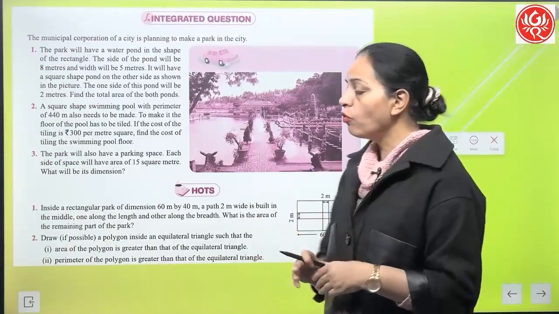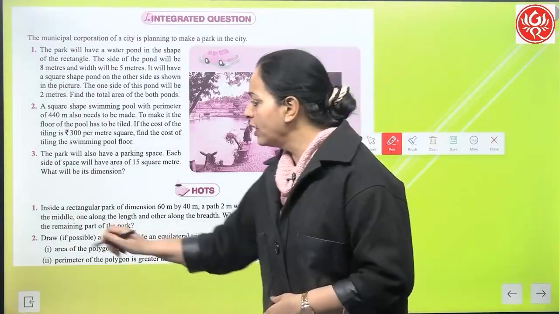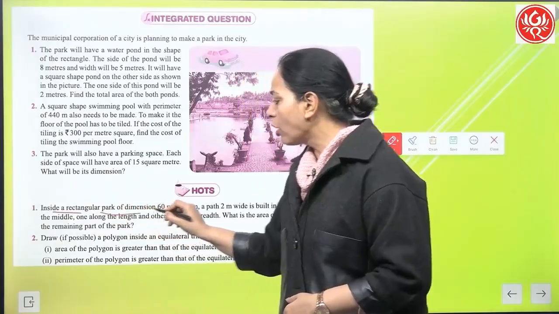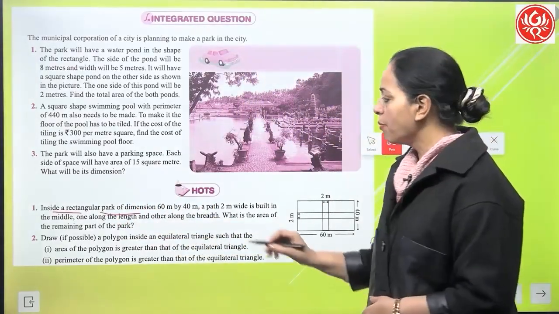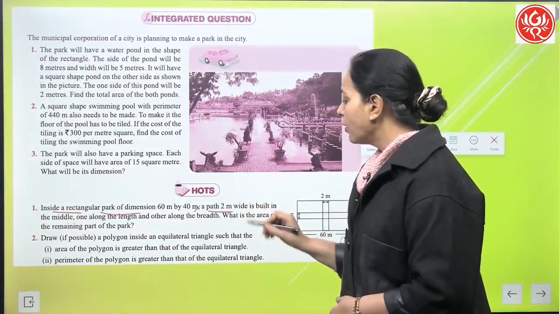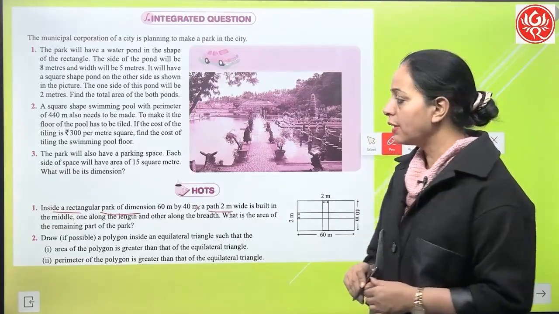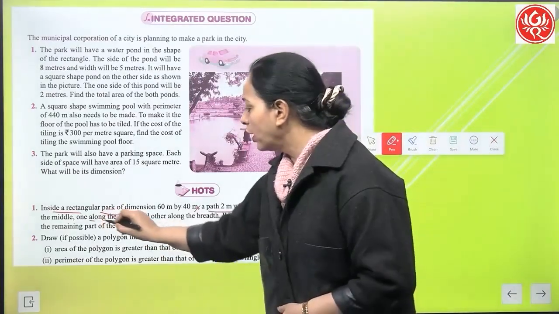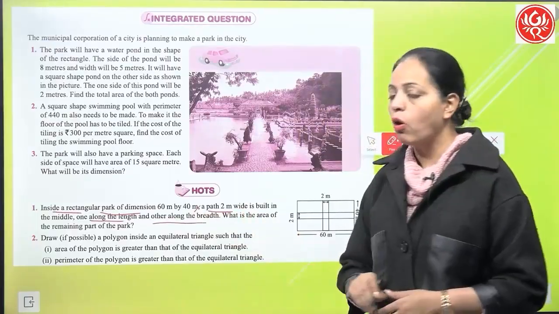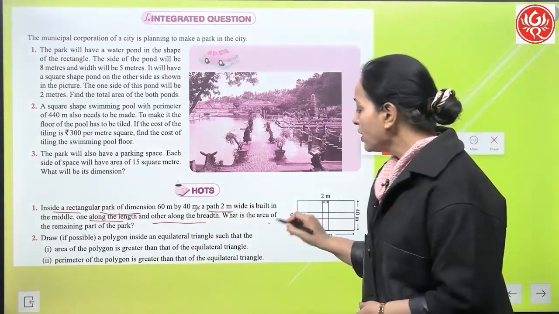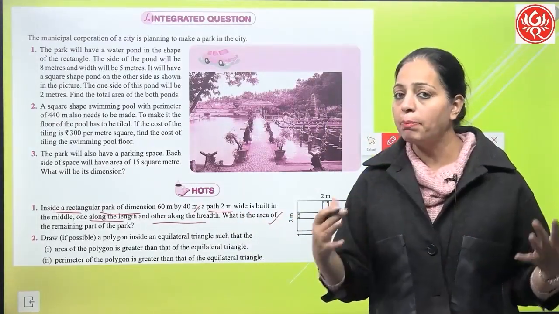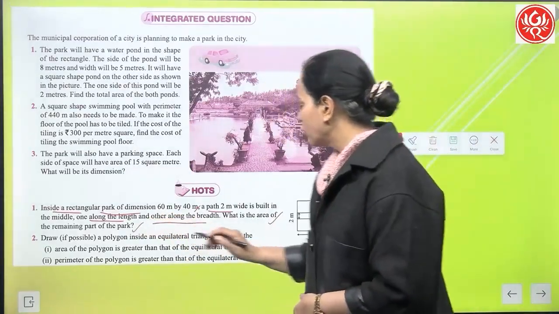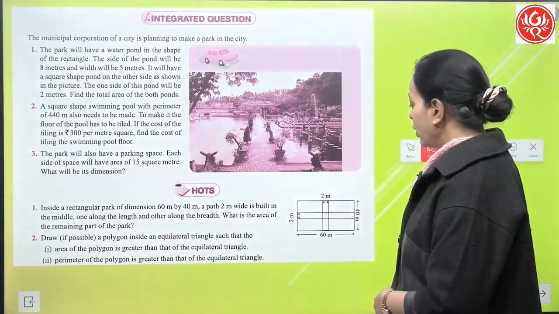Now this is the time of HOTS question. The first one, inside a rectangular park of dimension 60 meter by 40 meter, a path 2 meter wide is built in the middle, one along the length and the other along the breadth. So what is the area of the remaining part of the park? So what to do? How we can do it?